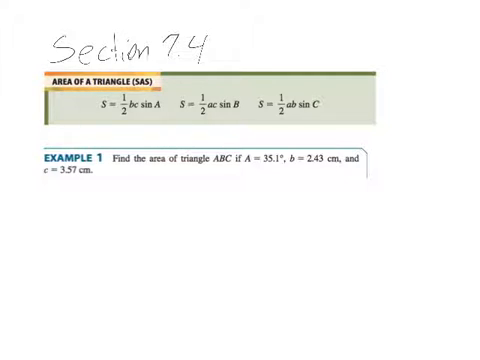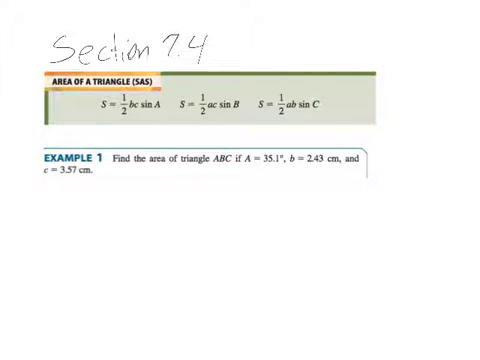This is our first set of triangle formulas. You do need to remember which one goes with which situation. Like this is the area of a triangle when you know side, angle, side, the two sides and the angle between them. And we've got a couple of other situations too that we'll look at in a second with some of the other formulas.